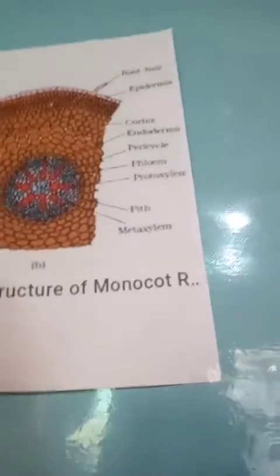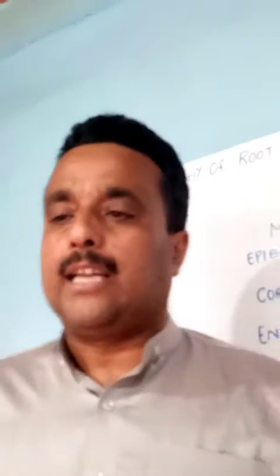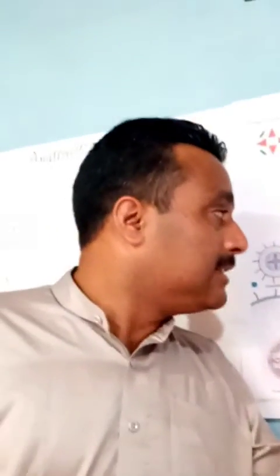Now inside this endodermis, there is the pericycle. The pericycle consists of a single layer of cells, and these cells are mainly parenchymatous in nature.